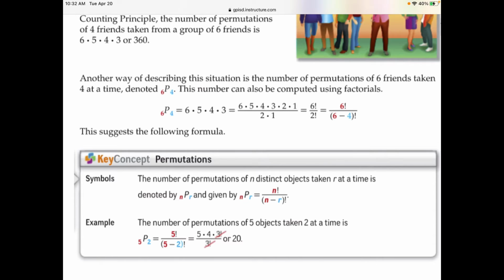So in the example above, we had 6 friends, and we wanted 4 to be in the picture at a time. We would take 6 factorial over 6 minus 4 factorial, and 6 minus 4 gives us 2. So that's where that 2 factorial comes from. And that's going to give us the total amount of outcomes it would take for us to do that.